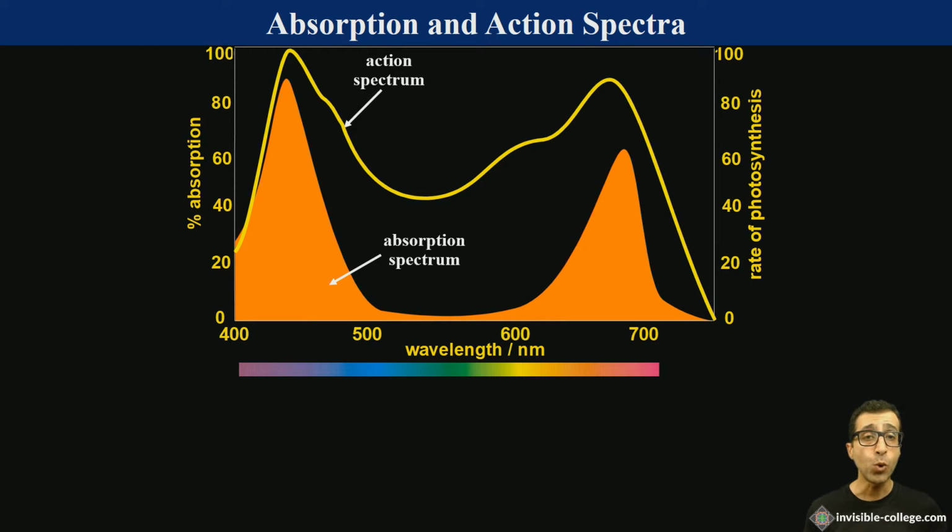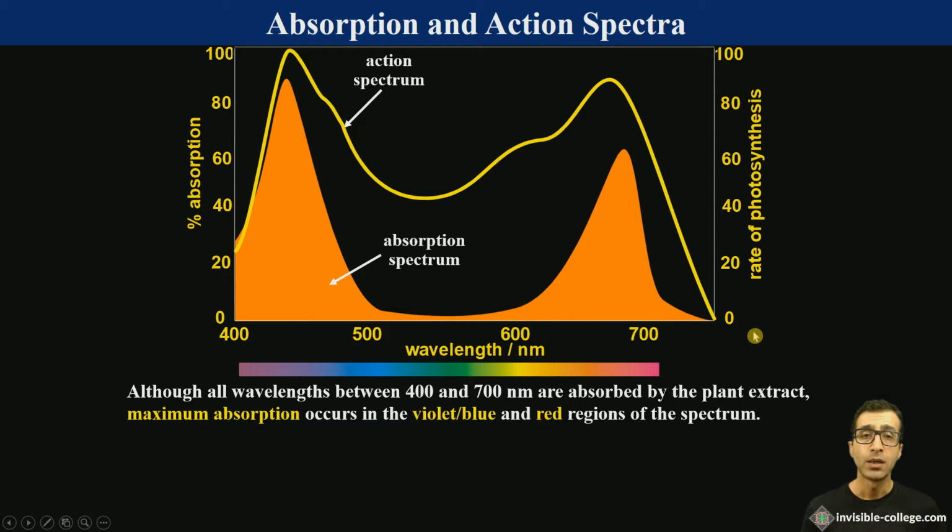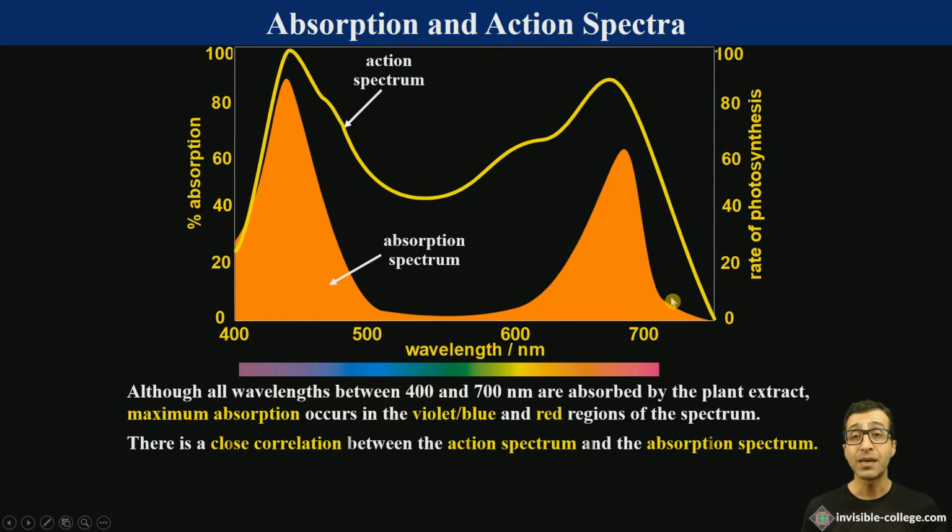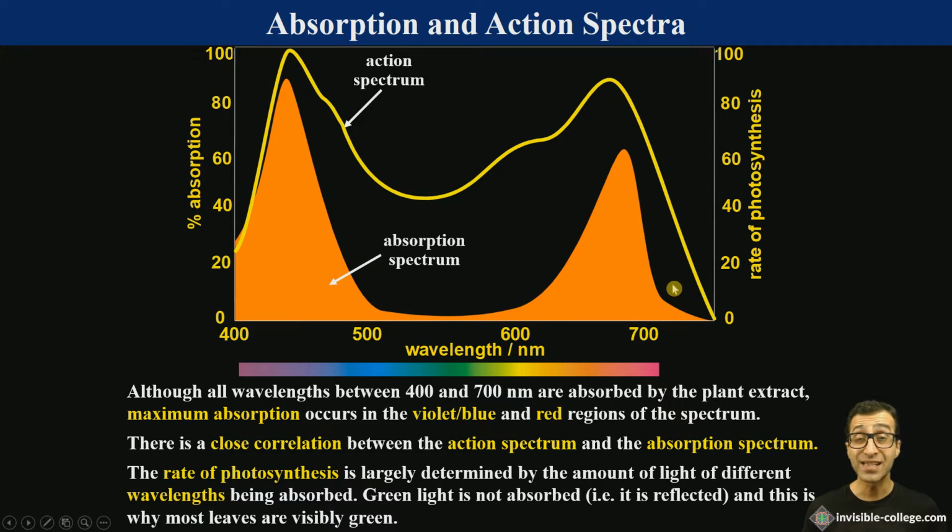Now although all wavelengths between about 400 and about 700 nanometers are absorbed by the leaf extract to some extent, as we can see here, the maximum absorption occurs in the blue-violet end of the spectrum and in the end of the spectrum nearest the red, as we can see here. So we see here that there is actually quite a close correlation between the action spectrum of the plant and the absorption spectrum of the plant. So in other words, the rate of photosynthesis is largely determined by the light of different wavelengths being absorbed.